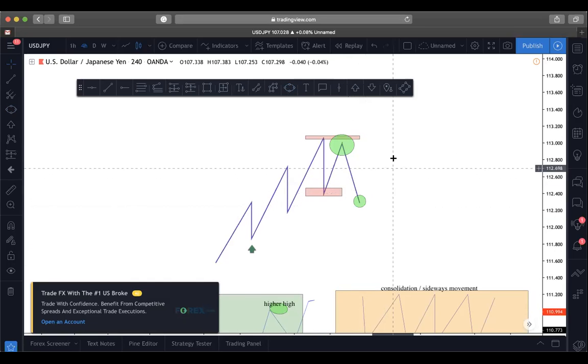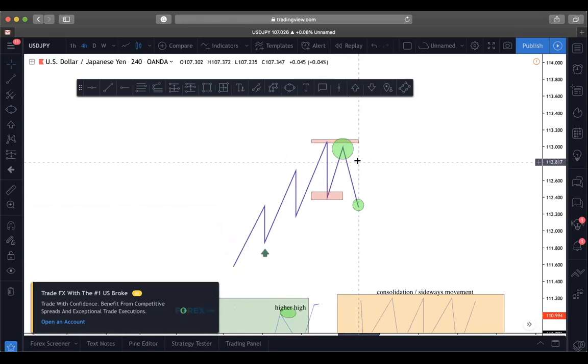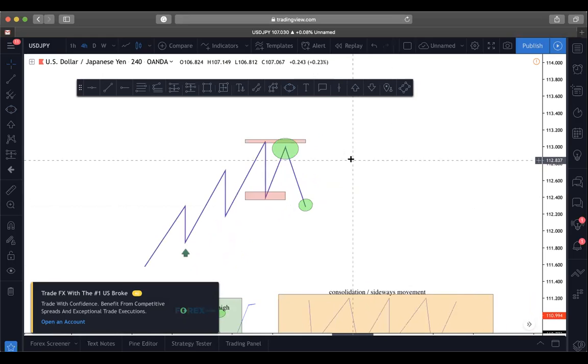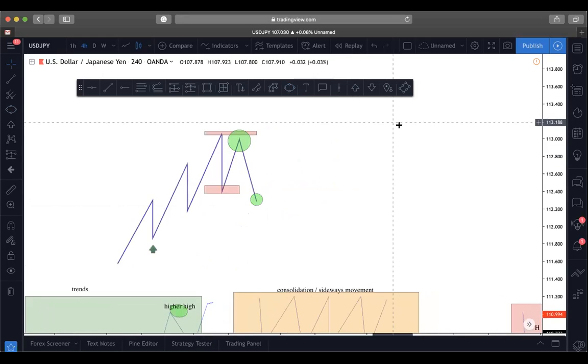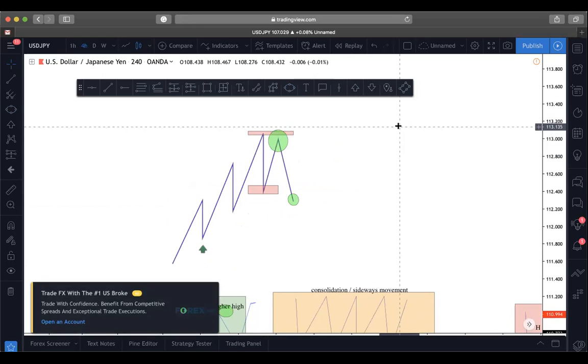Now, what kind of trend is this now? Somebody tell me. What are the characteristics? What type of trend makes lower highs and lower lows? Obviously, yeah, a downtrend, right? Now, the faster you can identify a downtrend, the faster you can take advantage of it, right?